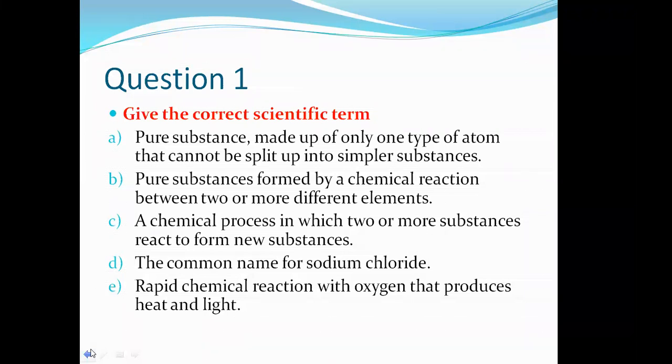So here you are giving the correct scientific term. What do we call a pure substance made up of only one type of atoms that cannot be split up into simple substances, or a pure substance formed by a chemical reaction between two or more different elements, a chemical process in which two or more substances react to form new substances? What do we call it? The common name for sodium chloride. Rapid chemical reaction with oxygen that produces heat and light.